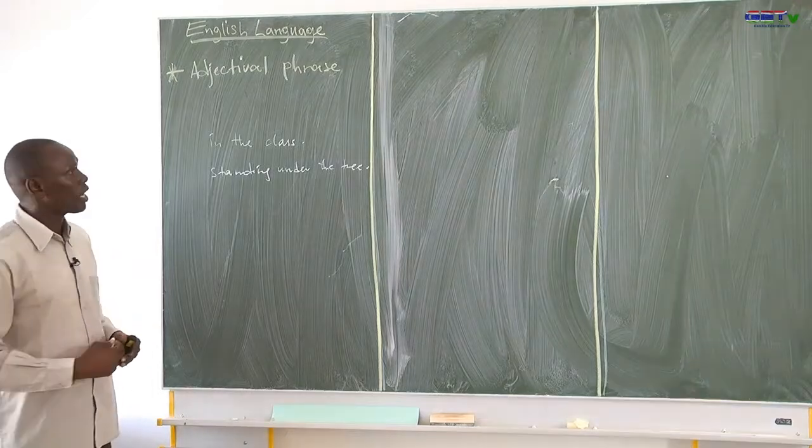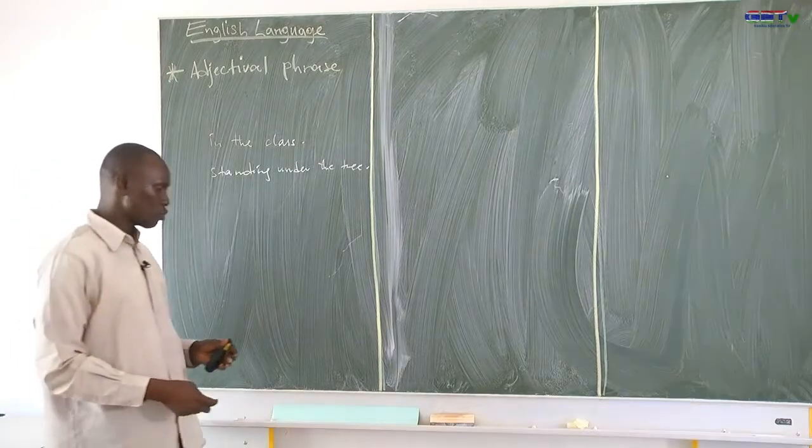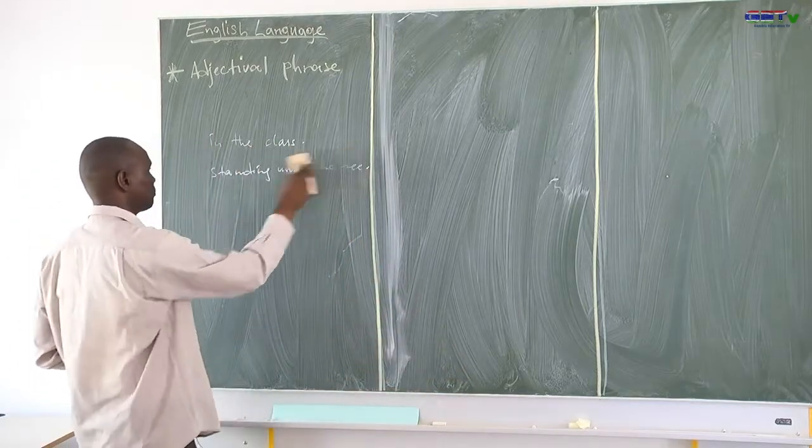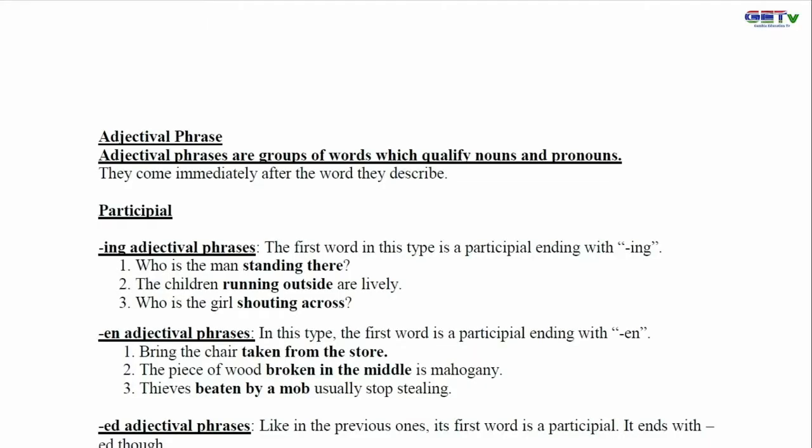So today, our objective is to look at adjectival phrase. So let's look at adjectival phrase. Now, as the name implies, adjectival phrase is a group of related words which qualify nouns and pronouns. So it means what adjectives do is what adjectival phrases do. So any group of words without a finite verb which tells us more about a noun or pronoun is adjectival.